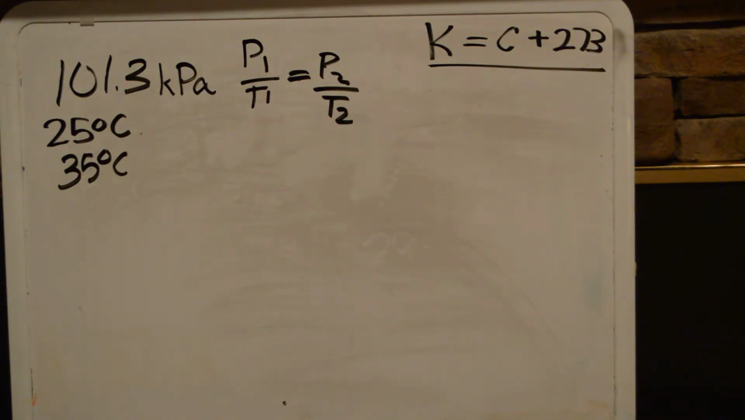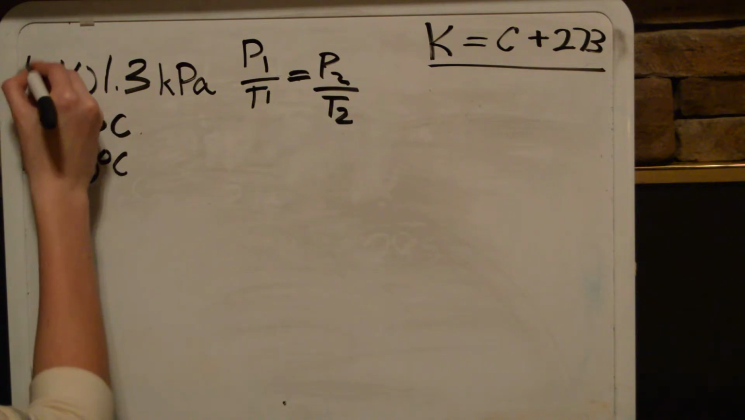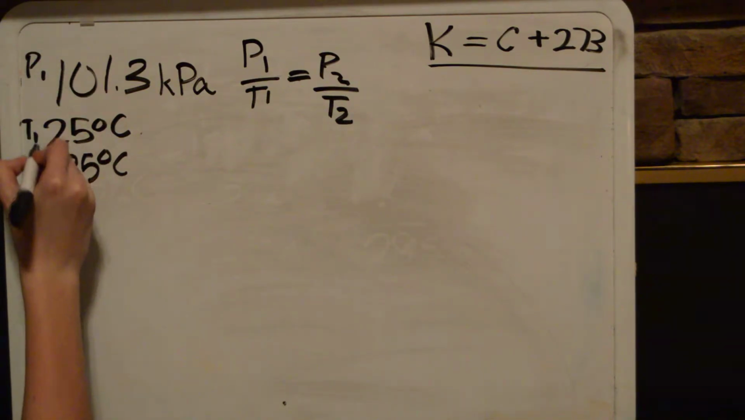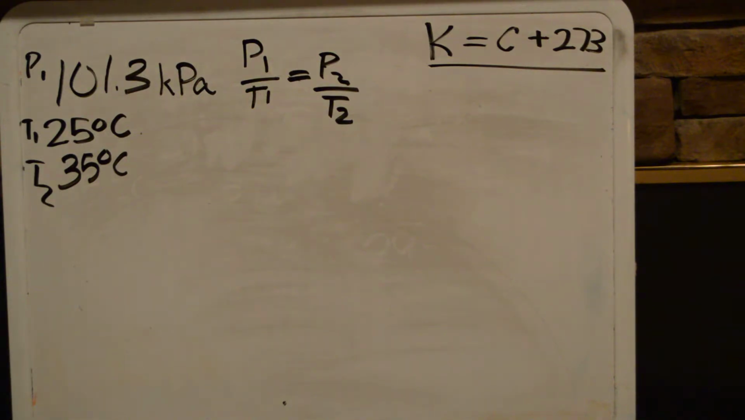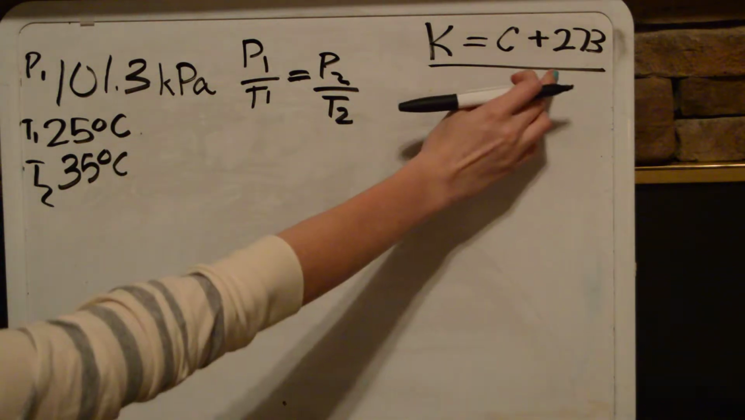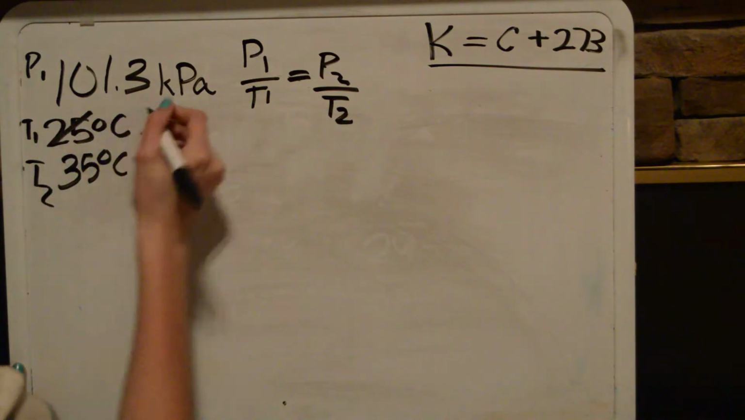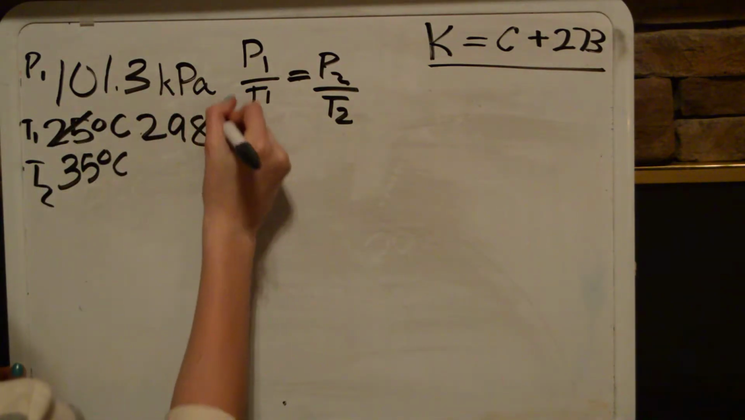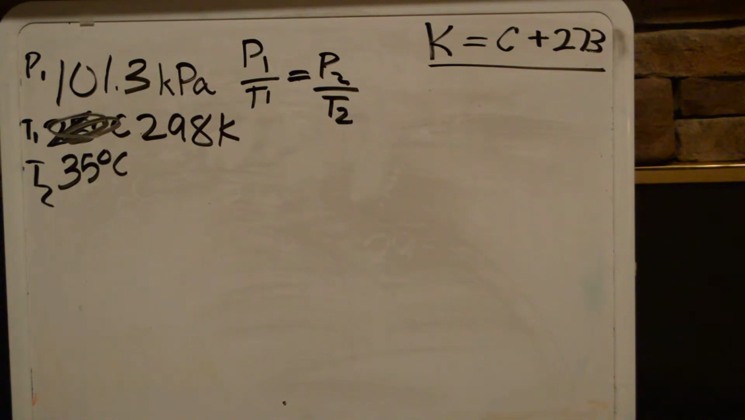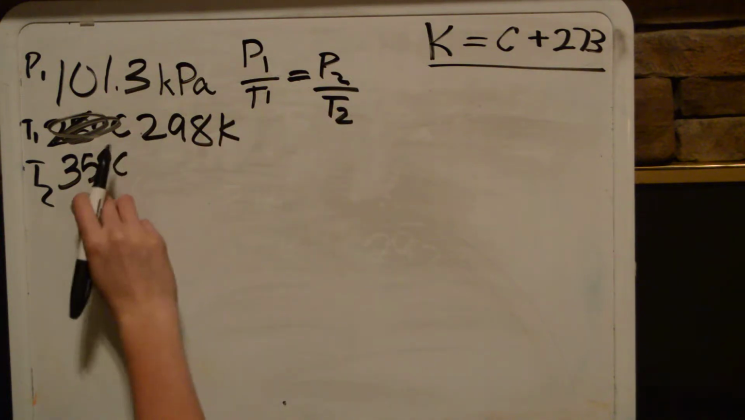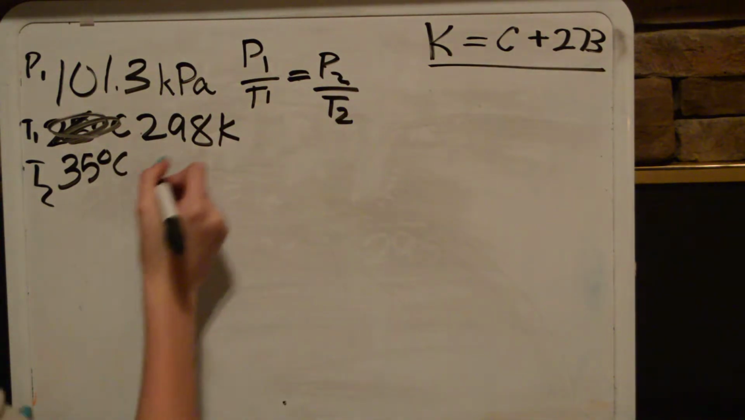Now, again, according to the problem, we're looking for the pressure change. So we have our P1, we have our T1, and we have our T2 in Celsius. We have to convert them to Kelvin, so I hope you're following here. 25 plus 273 is 298 Kelvin. I'm just going to forget about the Celsius. It's not important. We don't need it here. 35 plus 273 is 308.